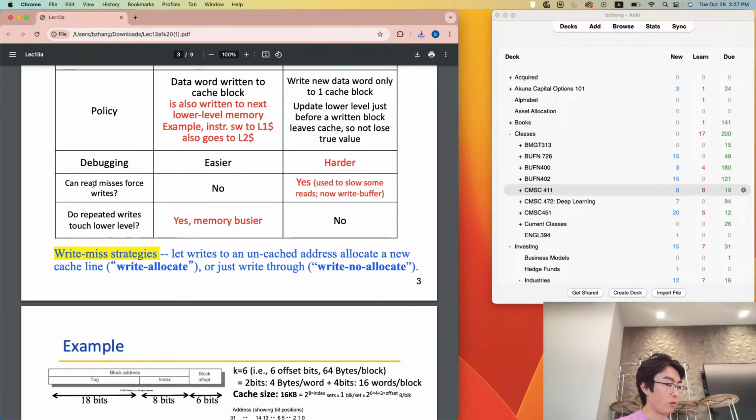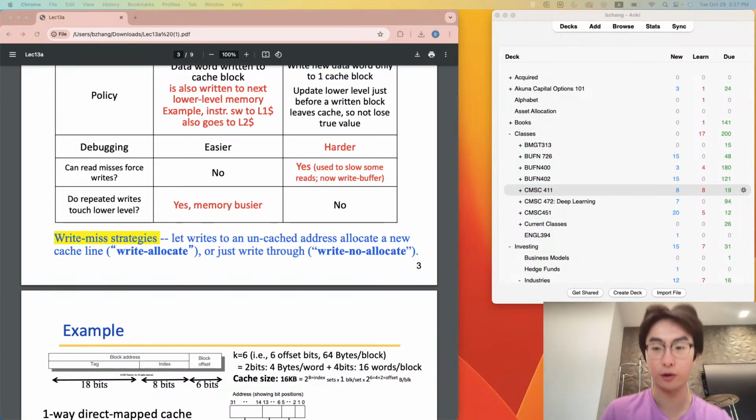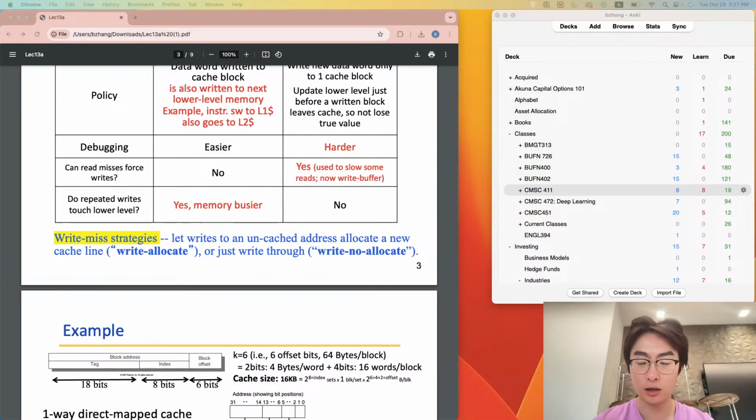Can read misses force writes? No, used to. Is memory busier? No. Okay, I'm not entirely sure how the caching address works.